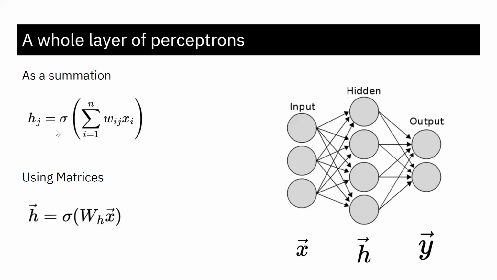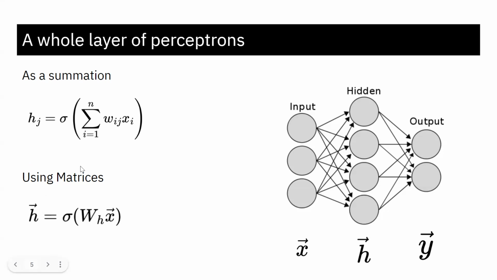And if you've taken linear algebra, you might recognize that this is essentially the same as doing a matrix multiplication. So if we're using matrices, then we can just represent all of the weight values for this entire layer in one matrix, call it uppercase W sub h, and we do a matrix multiplication, like a dot product, by the input vector, we call it x, and again pass it through the activation function, and we get the h vector.